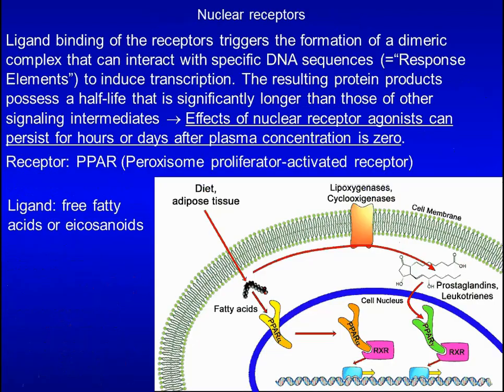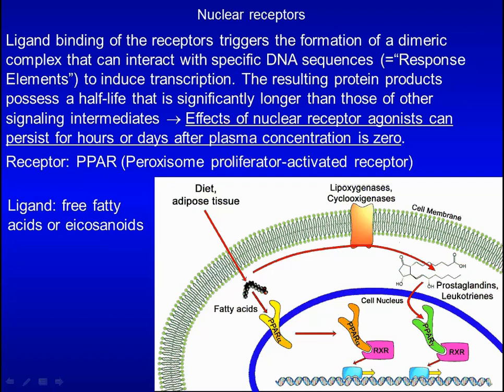This slide shows PPAR alpha and PPAR gamma. They are nuclear receptors that are already in the nucleus. After a ligand binds, the receptor dimerizes with retinoic X receptor, RXR. PPAR-RXR dimer acts as a transcription factor and controls transcription of target genes. Effects of nuclear receptor agonists can persist for hours or days after plasma concentration is zero.